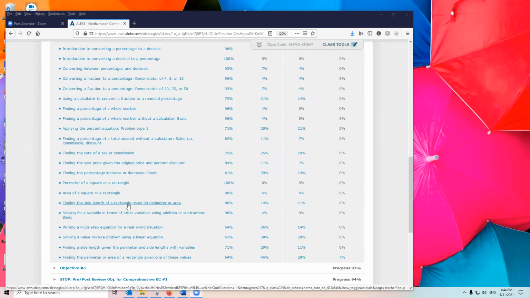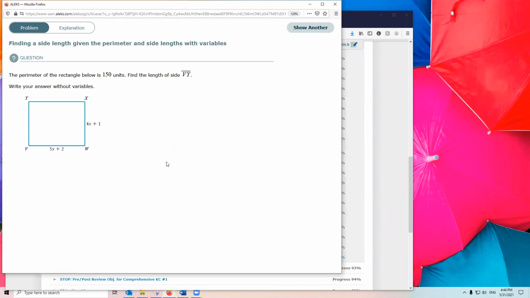About here, it says, find the length of a side, knowing the perimeter. All right, so here's what it says. The perimeter of this rectangle is 150 units. Find the length of side VY. Well, when they say VY, they mean the side that goes from corner V to corner Y. So this is the unknown side that we're trying to figure out.